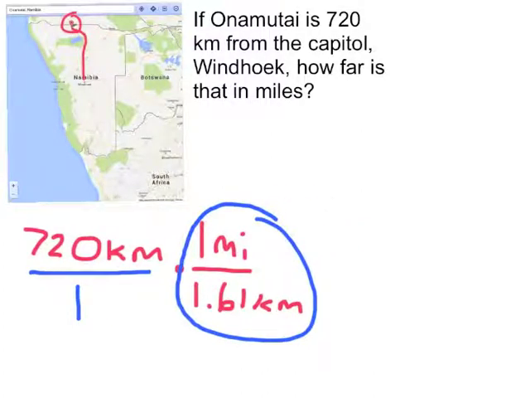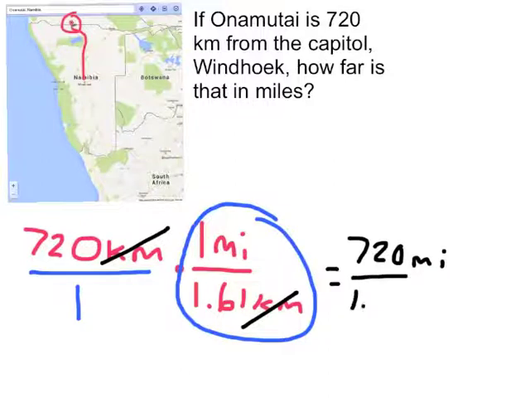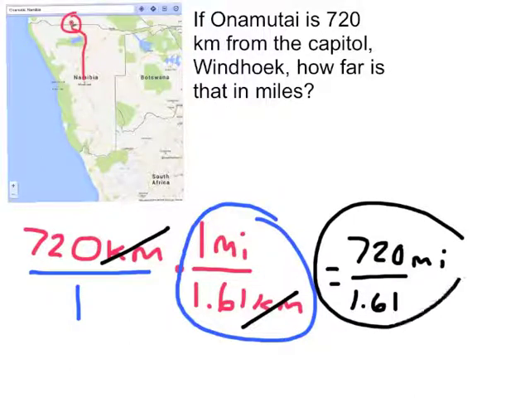We want miles, and I had to put the conversion factor in a particular order. I had to put miles on top because I need to have kilometers in the bottom so that I have kilometers in the numerator and the denominator, and they cancel out. So that when I multiply, I have 720 times 1 mile, which is 720 miles, over 1 times 1 61/100. And there's no kilometers left because they canceled out. So this is my answer.